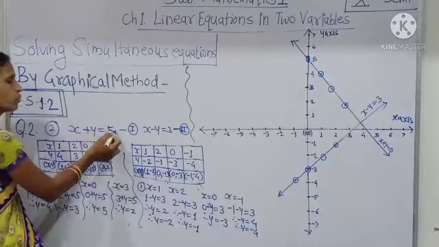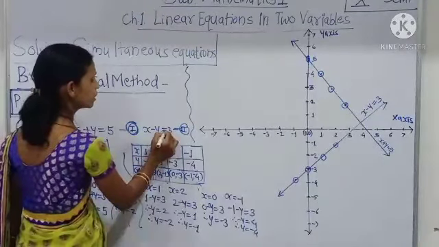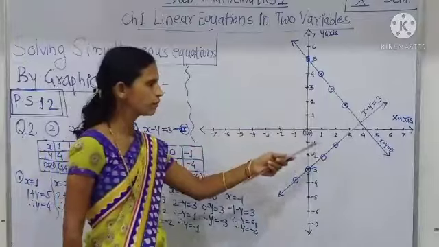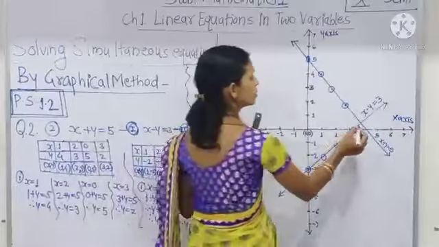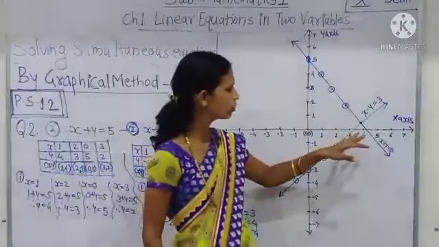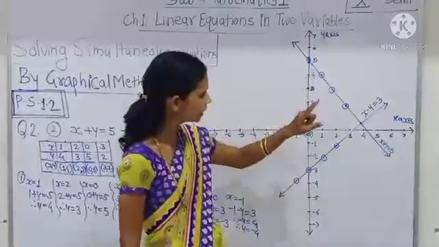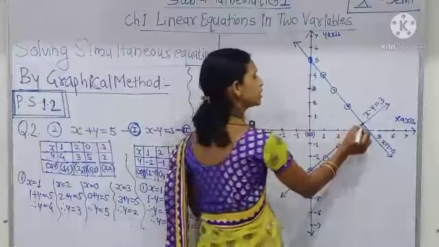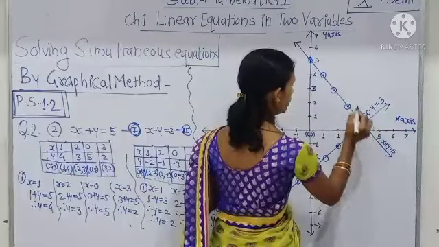See here, x plus y is equals to 5, that is the equation number 1, and x minus y is equals to 3, that is the equation number 2. Then we get the solution for these simultaneous equations by observing the plotted graph of linear equations in 2 variables on the graph paper. See here, the graphs of these 2 equations intersect at a point.